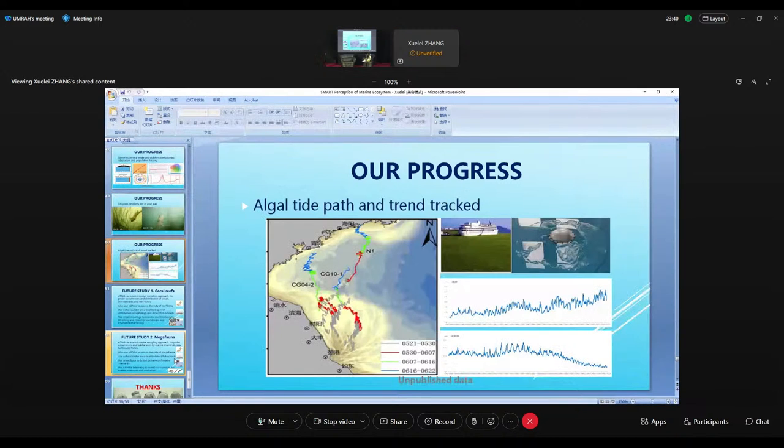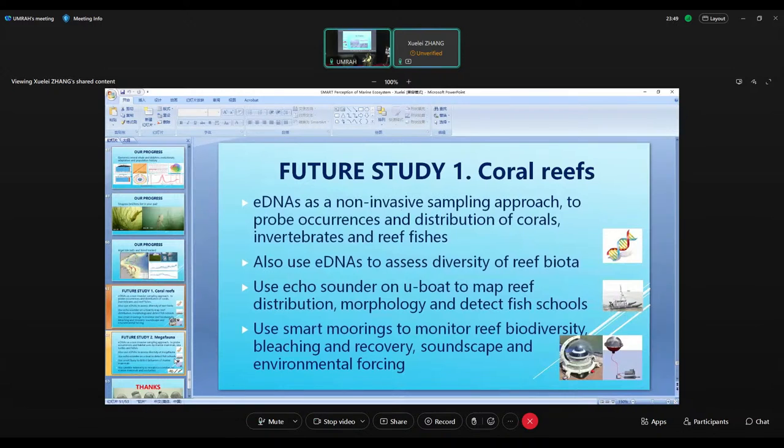For future study, I would like to suggest we concentrate, as a first step, on coral reefs, using DNA, eDNA, and a non-invasive sampling approach to probe their distribution and assess the biodiversity of reef biota. Use an echo sounder on an unmanned boat to map the reef distribution and morphology and to detect fish spawning. And use smart moorings to monitor reef biodiversity, bleaching and recovery, and the soundscape of the coral reefs, and the environmental forcing for the bleaching and stresses.